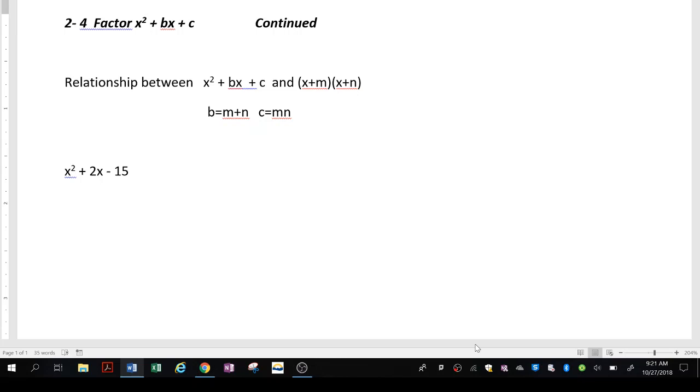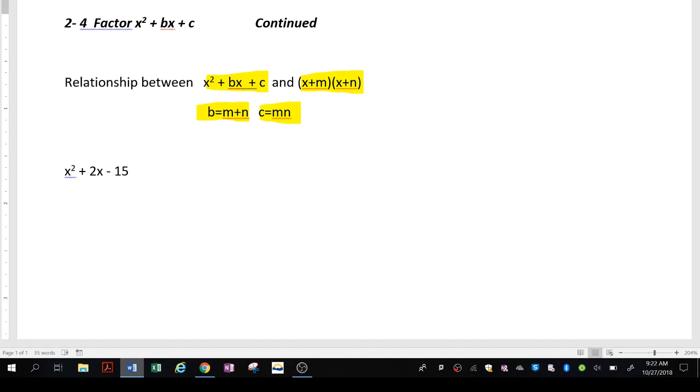In the previous lesson, we looked at factoring trinomials in the form x squared plus bx plus c. And we looked at the relationship between those trinomials and their factored form. We noticed that the value for c can be broken down into two factors, and those two factors have to add up to b. Then we can create a product of two binomials, and we say that trinomial can be factored into a product of two binomials.